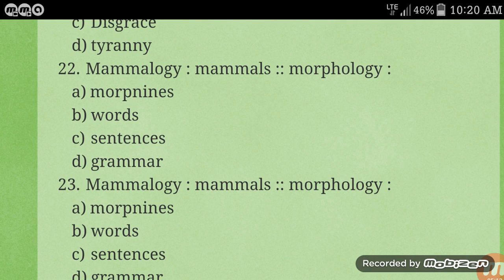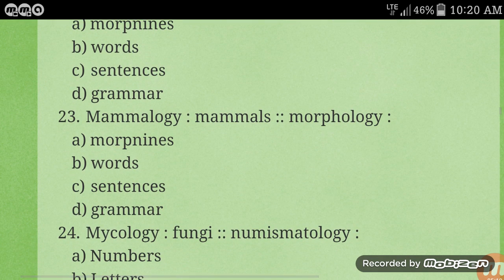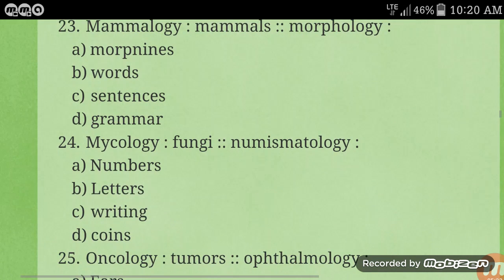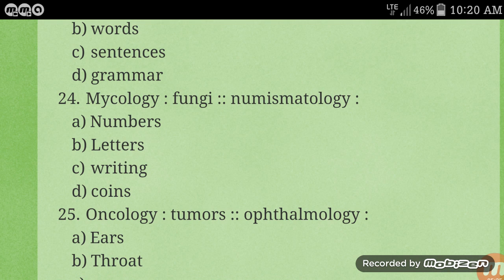Mammalogy deals with mammals and morphology deals with words. Okay, there you go. Mammalogy, mammals, morphology, words. Same with number 22. Sorry for that. Next one, mycology is fungi. Numismatology deals with currency or coins. Okay? There you go, letter D.